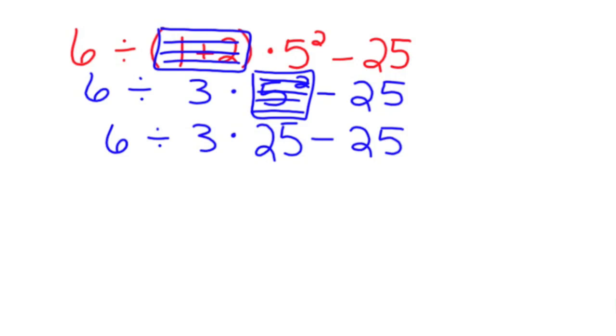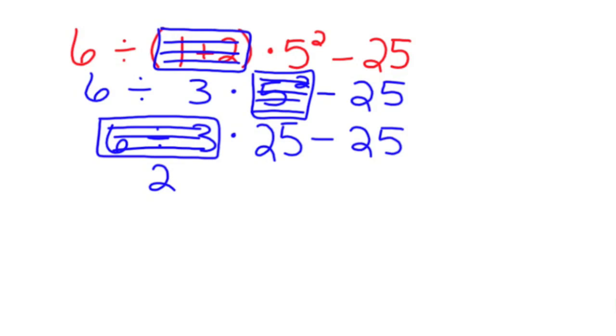So the next step would be to divide 6 divided by 3. We see division and multiplication, but we have to go from left to right. So the first one we're going to do is division. Whichever one you see first on the left, you will do first. So 6 divided by 3 is 2, and now we're finished with those numbers. And now we're going to copy down the rest of that expression.